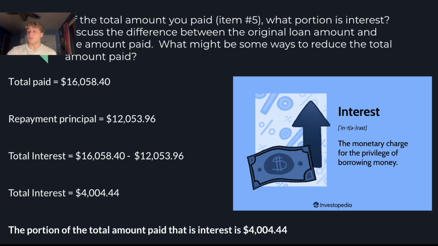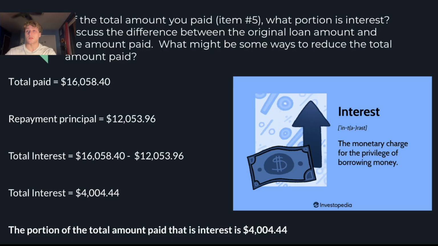Moving forward: of the total amount you have paid through item number 5, what portion is interest? Discuss the difference between the original loan amount and the amount paid. What might be some ways to reduce the total amount paid? So the total paid is the value previously solved for, the 16,000. The repayment principal is 12,000. You subtract these two, and you get a total interest of $4,004.44. This is the amount of interest owed after the 10-year period.